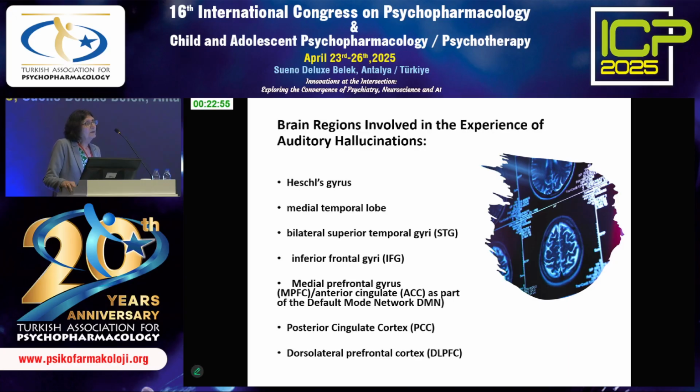Across different studies, a number of brain regions were suggested to be involved in auditory hallucinations. They include temporal regions such as Heschl's gyrus, the mediotemporal lobe, bilateral superior temporal gyri, inferior frontal gyrus, as well as midline structures belonging to the default mode network, including medial prefrontal gyrus and posterior cingulate gyrus, as well as dorsolateral prefrontal cortex.